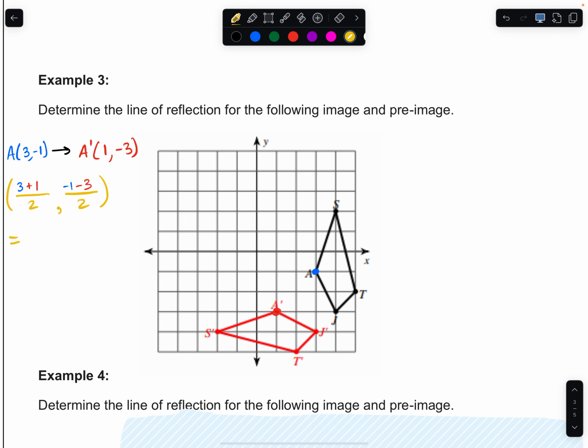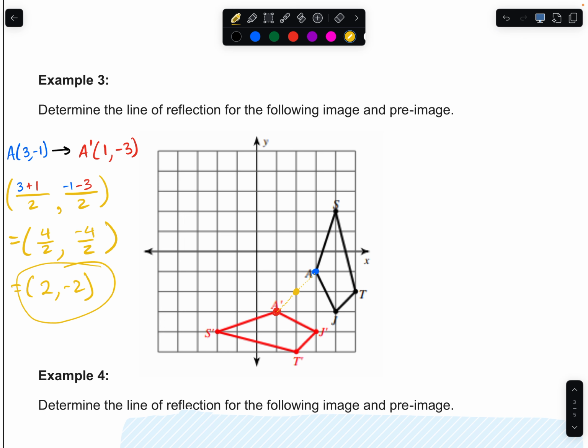We can do some math and get some numbers here. So 3 plus 1, that's 4 over 2, and -1 minus 3, that's -4 over 2. I can divide. So really the point 2, -2, that's going to be a point on our line of reflection. I'm going to plot that on the graph now. 2, -2 is right here. And sure enough, this point looks like it's the same distance. It's right in the middle of A and A prime.